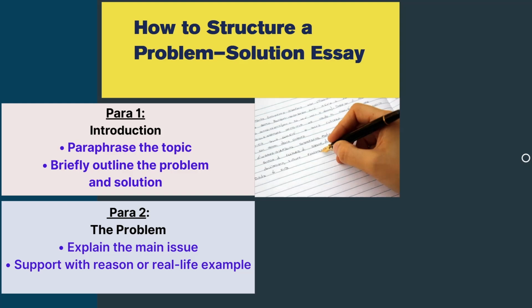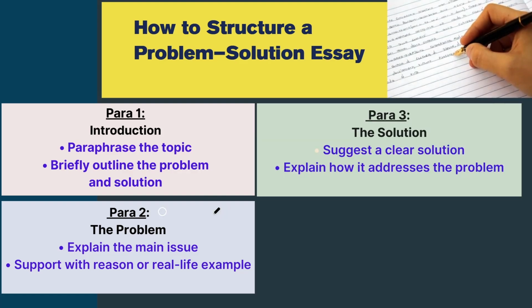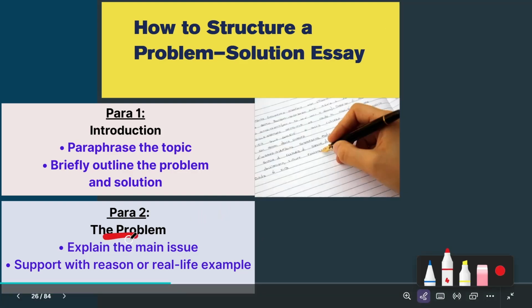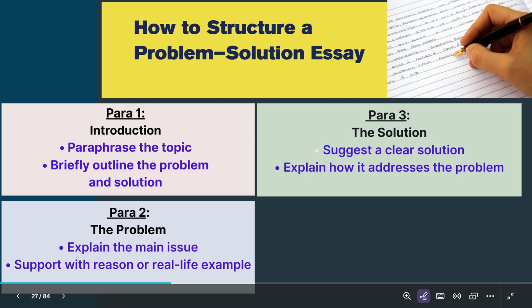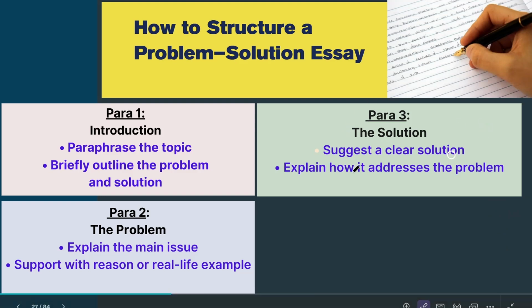So for paragraph 2, this is where you can bring up the problem. You explain the main issue and you discuss it with examples and reasons. And in paragraph 3, you can start with the solution. So this is a nicely organized essay which has a logical flow. The examiner knows what to expect in every paragraph, and this is really important for your coherence and cohesion part of the task response. So you are going to suggest a clear solution and explain how it addresses the problem.